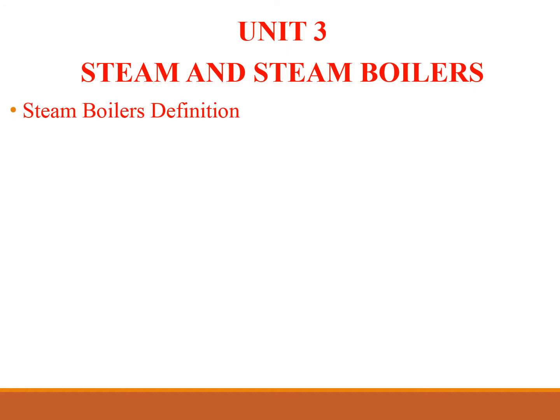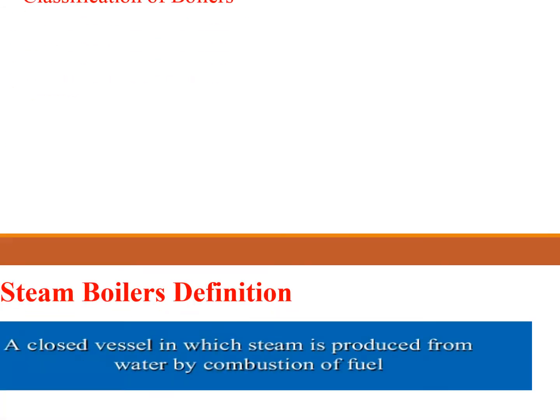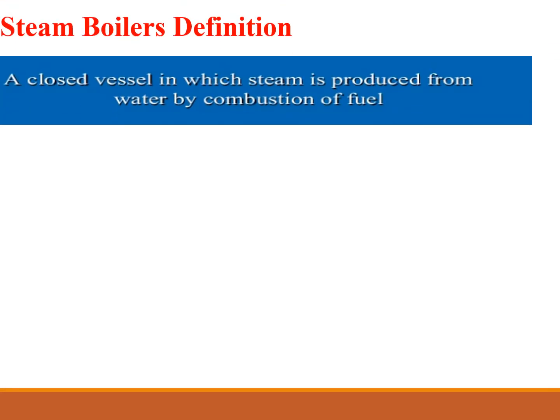In this chapter we discuss steam boiler definition and classification of the boiler. Definition of steam boiler: a closed vessel in which steam is produced from water by combustion of fuel.